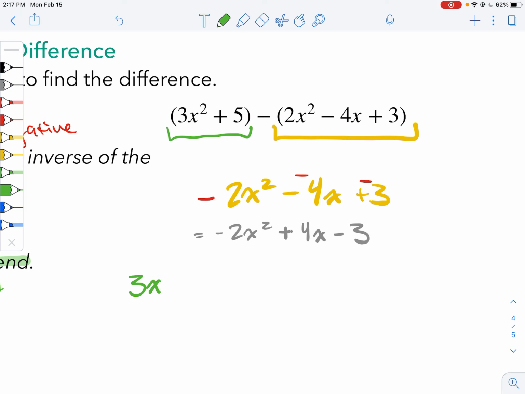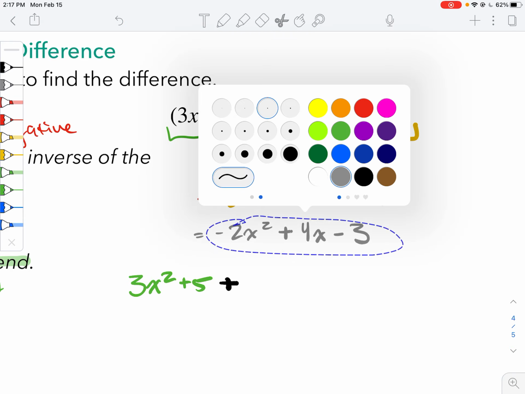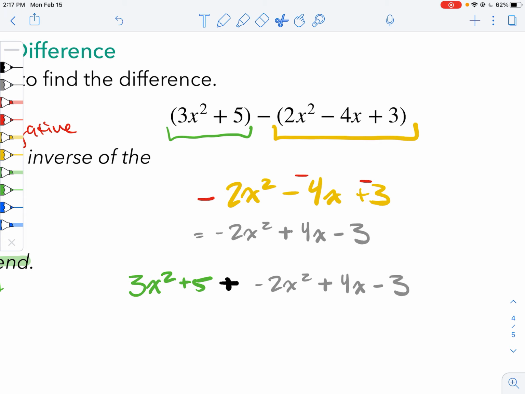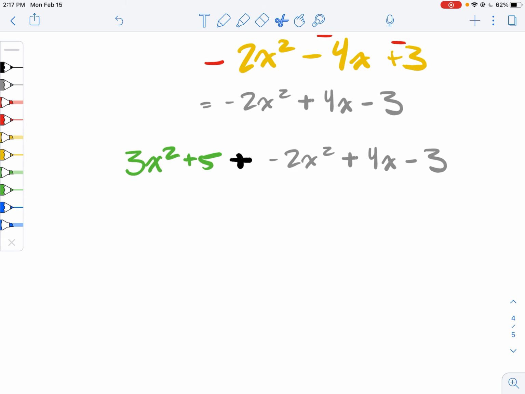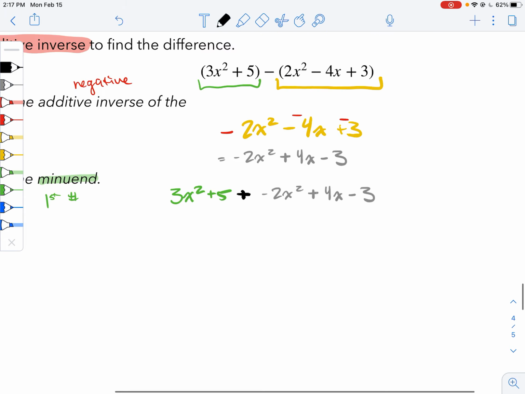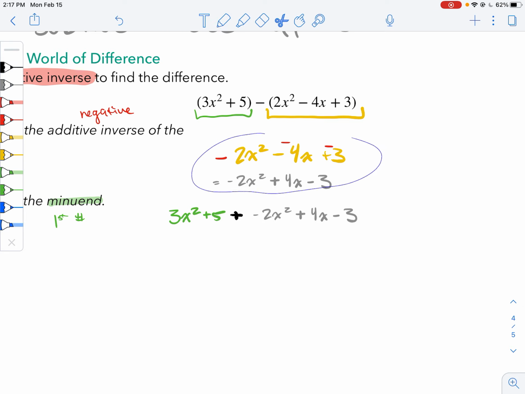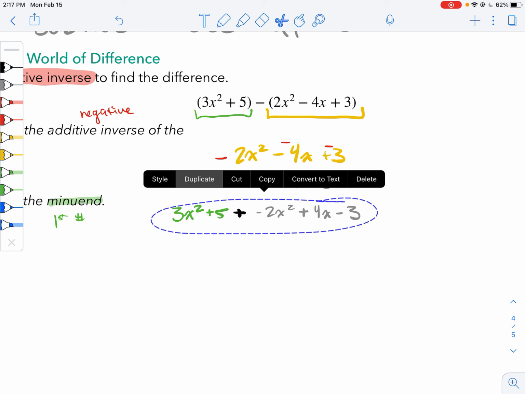So we have 3x squared plus 5. Since we subtracted, we're adding the opposite of that. We just straight up add the opposite of our second number. You can do this in whatever manner that you want to. I'm going to go with columns because I like columns the best.